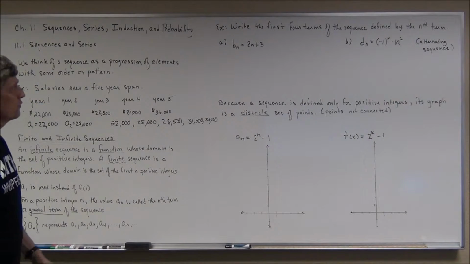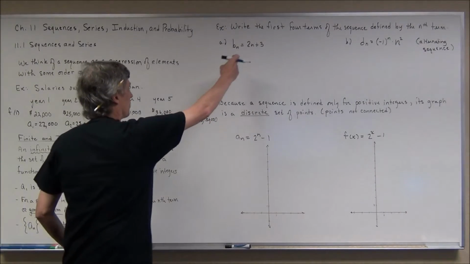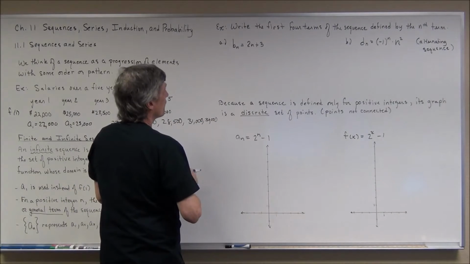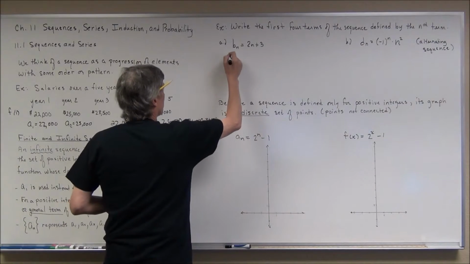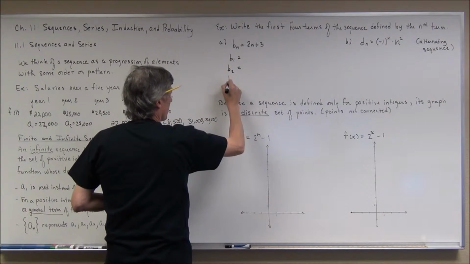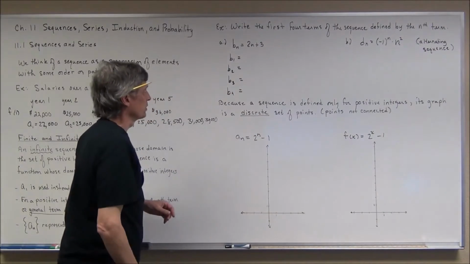Write the first 4 terms of the sequence defined by the nth term. Now they've given us the nth term or the general term in both of these, and what we want here are the first 4 terms. So we want b sub 1, b sub 2, b sub 3, and b sub 4. That would be the first 4 terms.